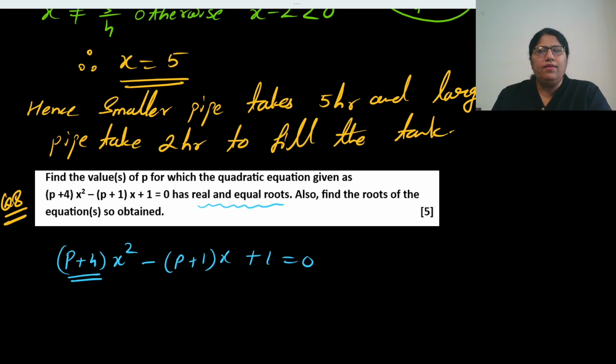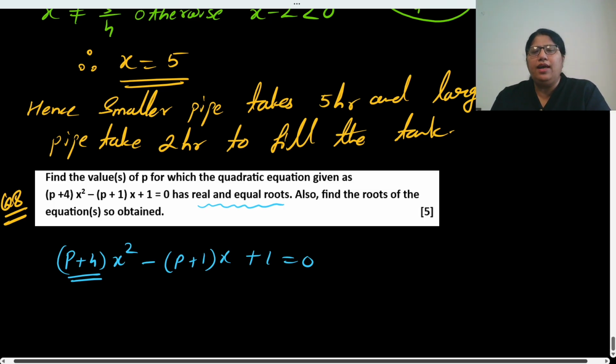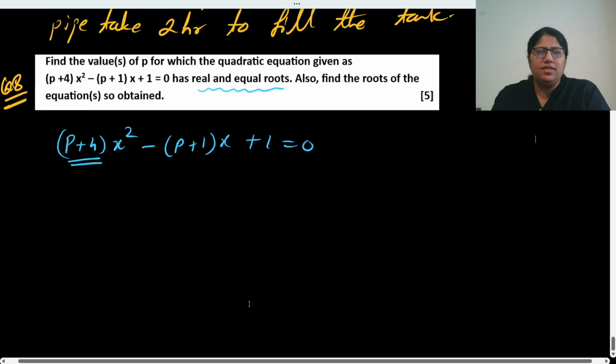Now how do we take it if it's real and equal roots? You know that it's the nature of roots. You are going to take b square minus 4ac equals 0, and first you will get the value of p using that. Then, to find the roots, I need to get the quadratic equation by substituting the value of p. So let us start here.